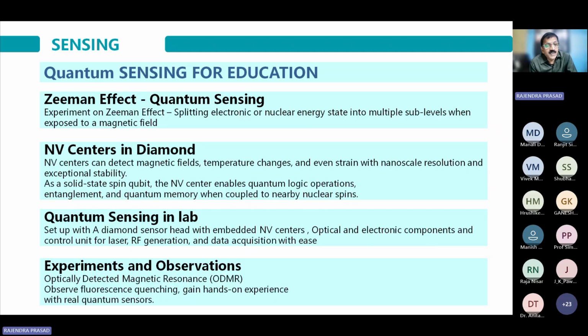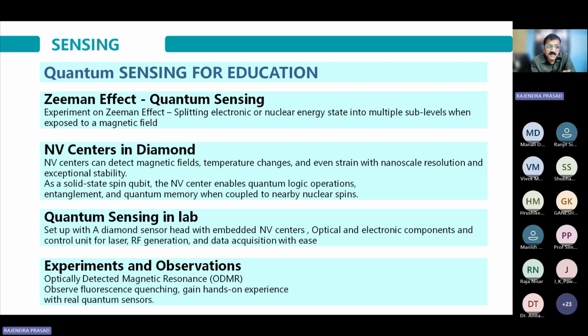So this is again a spin qubit. So fundamental properties like Rabi oscillation will all be there in this. And this also has an entanglement part added to it. If there is entanglement, multiple NV centers can be used to increase the accuracy by averaging the measurement. The quantum sensing lab can be created with a diamond sensor head with optical and electronic components in the main control and measurement unit, which will have all the lasers, RF generation, etc., connected to a data acquisition system.